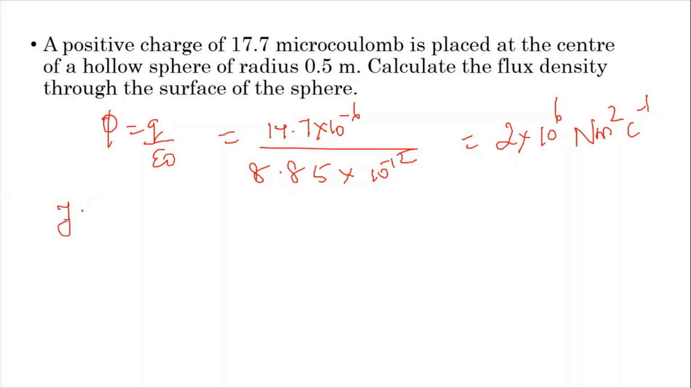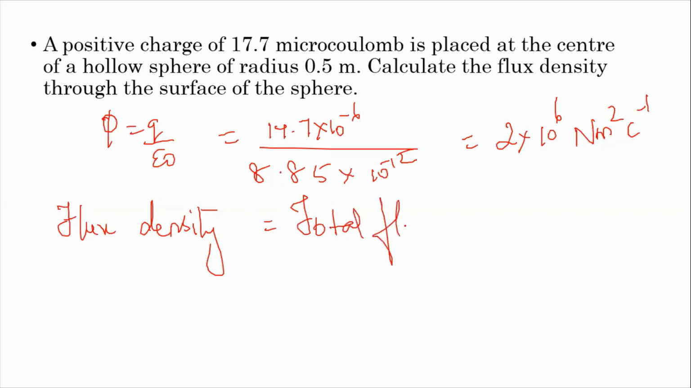Now coming to flux density. We are asked to find out flux density, right? We are not asked to find out flux. Flux density is equal to total flux by area. So the total flux we have calculated. Area, what is the surface given? Sphere, right? So area of the sphere is 4 pi r square. Radius is also given, so our work is easy.